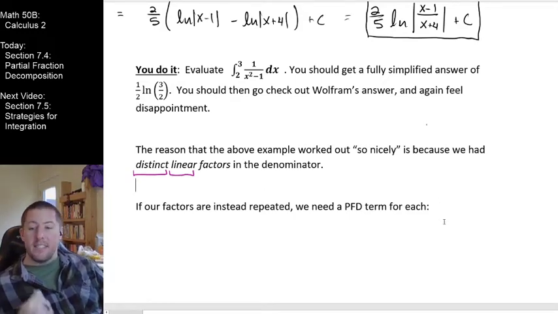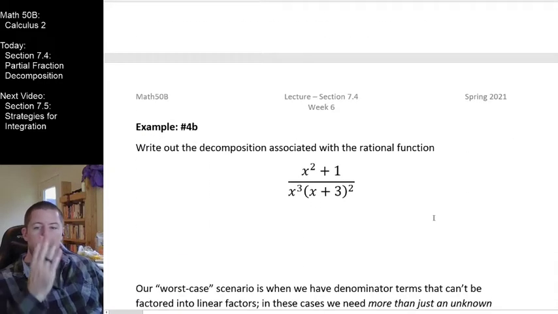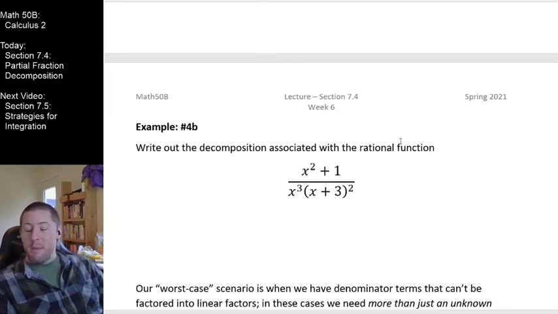Those are therefore not distinct factors. They were repeated factors. So example 4b in the book, I'm not going to do the integral of this. Let's just state what the partial fraction decomposition should look like if you were going to do this. I will never ask you to do one that's quite this large, but we should at least be able to state what we would set up for this.